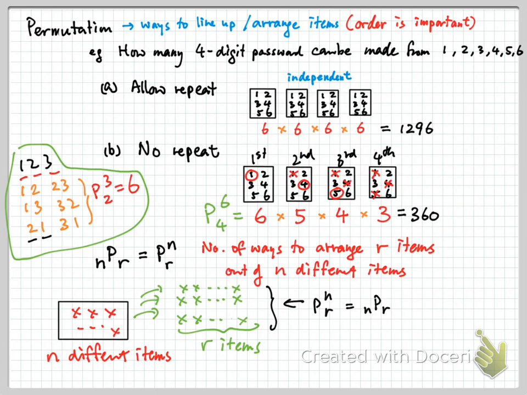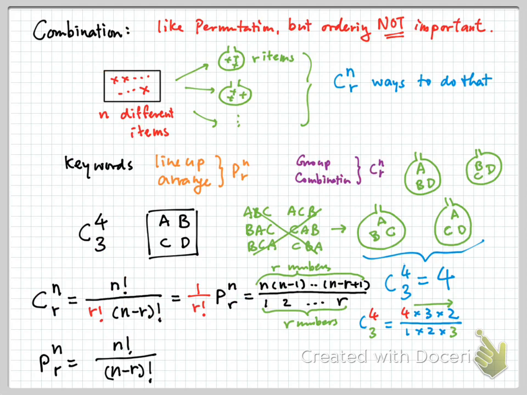Alright. And on top of that, we introduced the nPr and the nCr notation, the permutation and the combination. It's about the number of ways for certain specific arrangements. nPr will be the number of ways to line up r objects out of a pool of n different objects. On the other hand, nCr will be the number of ways to group, not to line up, but to group them together. Once again, r objects out of a pool of n different objects. So this is the meaning of the nPr and nCr symbols.